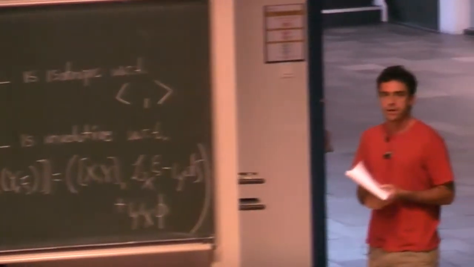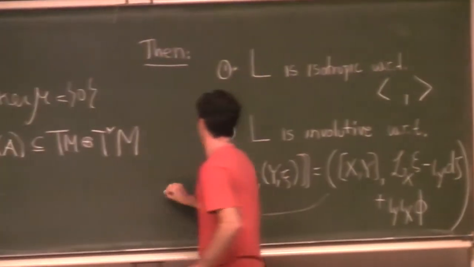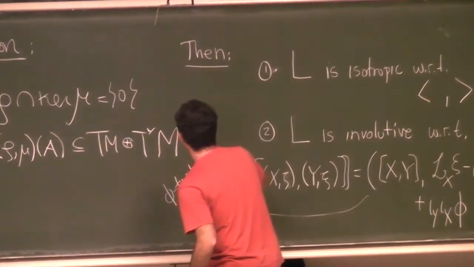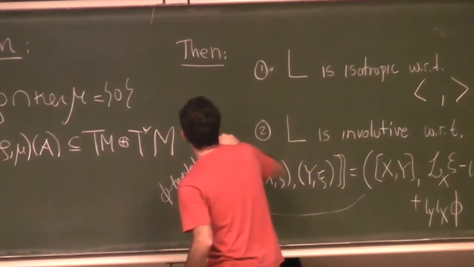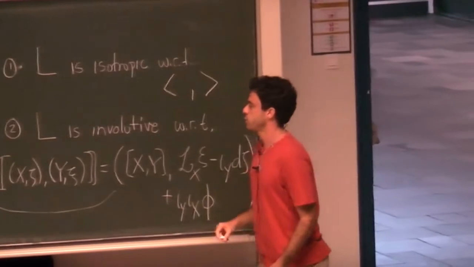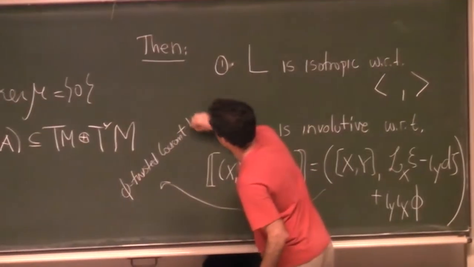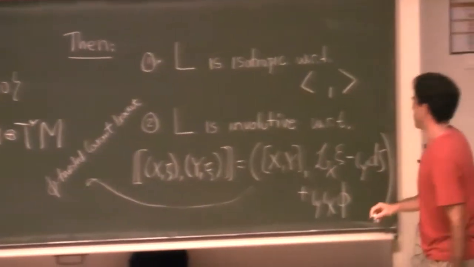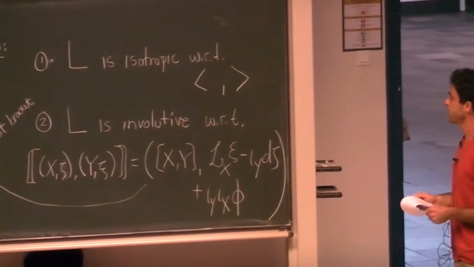Okay, so in a way, this is what is called the phi-twisted Courant bracket. It's just a modification of the standard Courant bracket on T plus T star that we saw yesterday. And it's due to Cervera and Weinstein, I guess, in the paper.